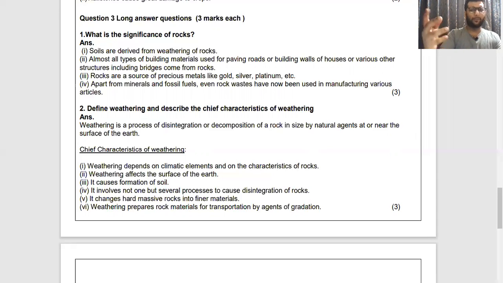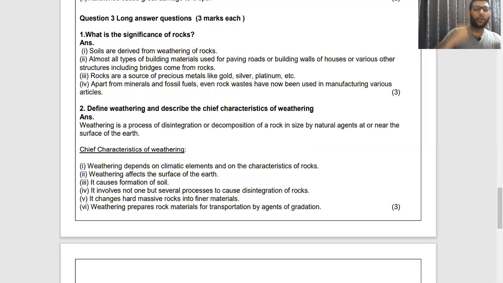Okay. For example, first action is the expansion, contraction of the rocks we just saw. So they all are varying from climate to climate and the characteristics of the rocks which are found in that area. Second, weathering affects the surface of the earth, that is on the ground level. And that weathering eventually will lead to the next step, and that is causing the formation of soil. The moment the rocks are breaking down and weathering, they are eventually forming into soil.